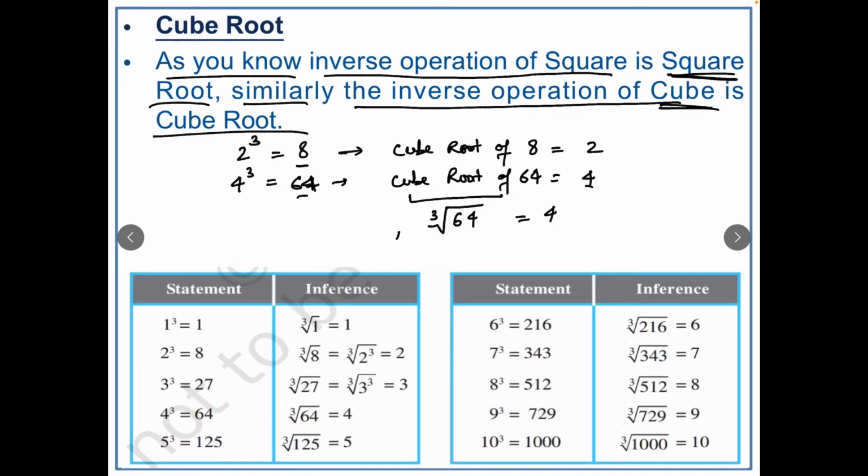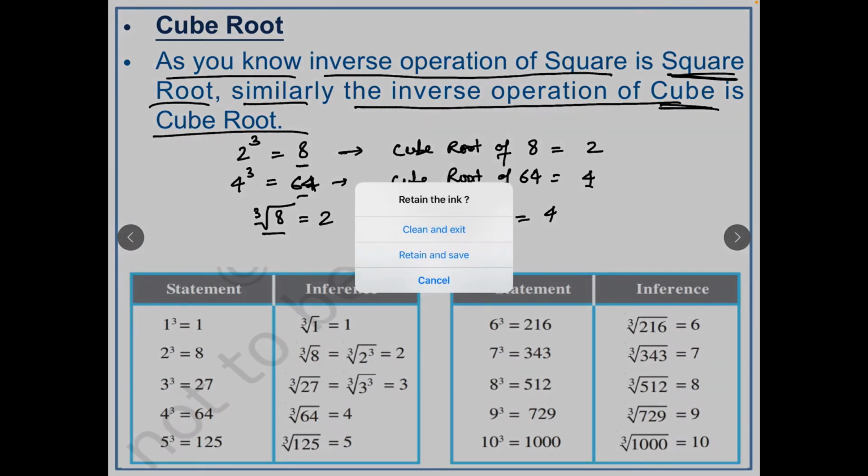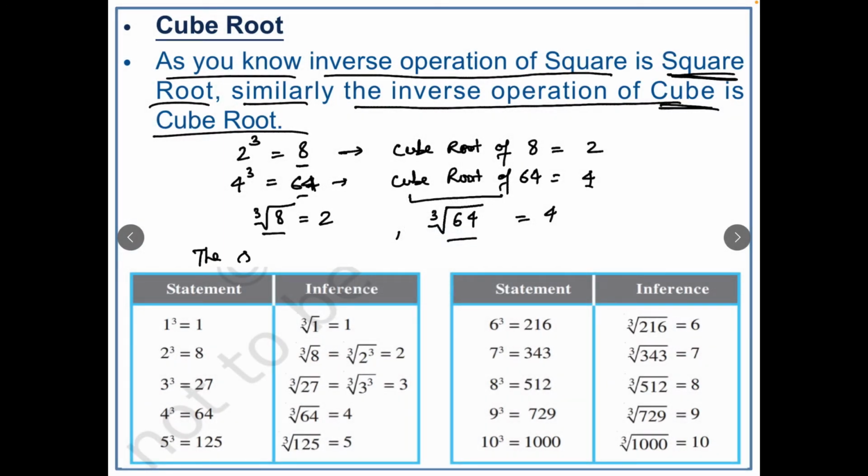In a similar way, the cube root of 8 is equal to 2. That's how we write this symbol, for the cube root of 64 and the cube root of 8. This symbol, which we have for the square root, once you write 3 here it will become cube root. This symbol is called the cube root. It's similar to the square root, just we write the 3 here, then it becomes cube root.